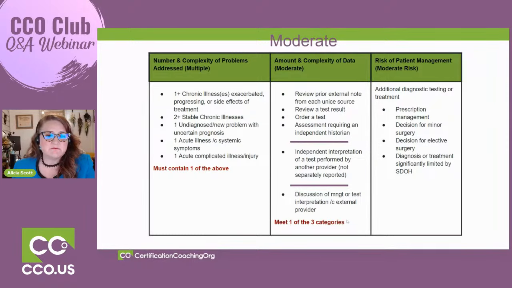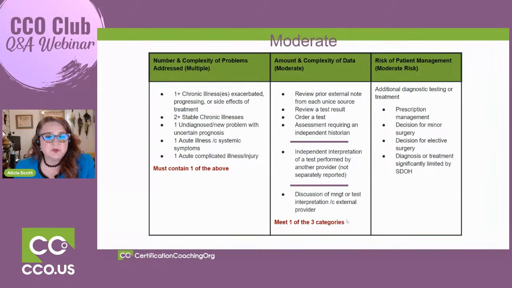Let's move to the middle column, amount and complexity of data. Again, it has to be moderate, and you have to meet one of the three categories. Now, I didn't write category one, category two, and category three. I just divided them with a little purple bar. So let's talk about what's in the first four examples. Review prior external note from each unique source. And I think that says unice, and it's supposed to say unique.